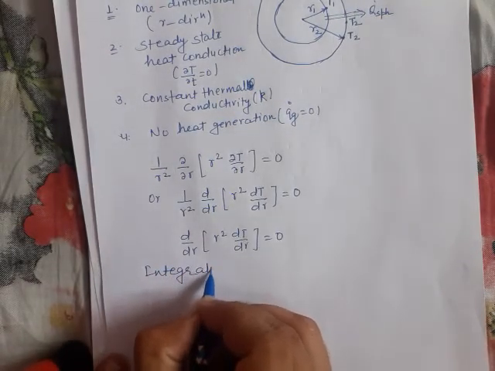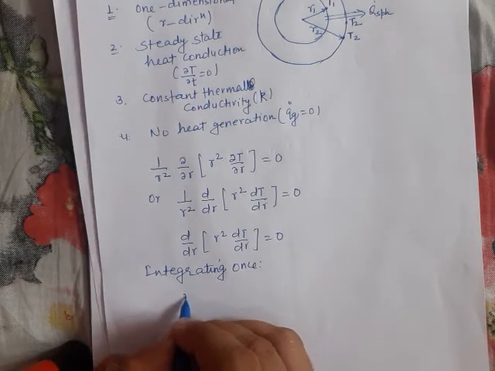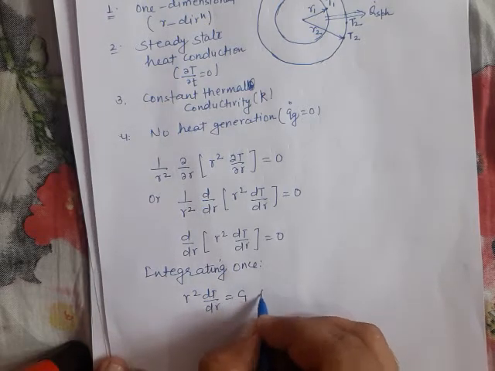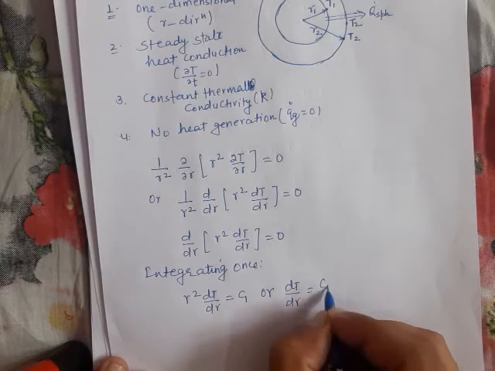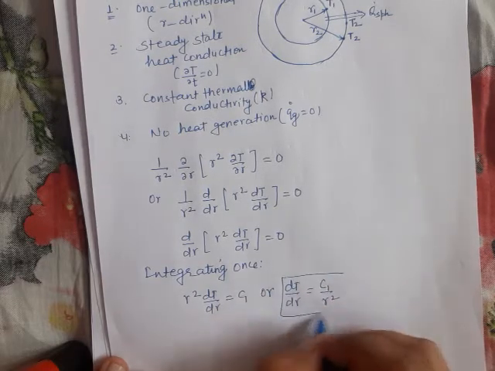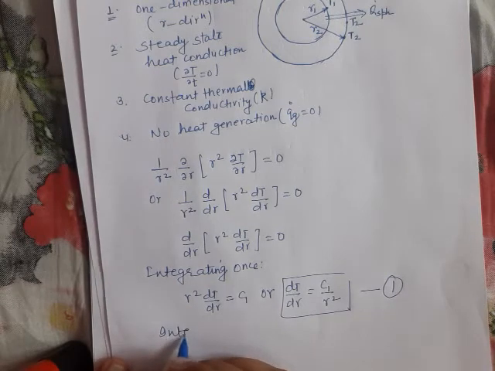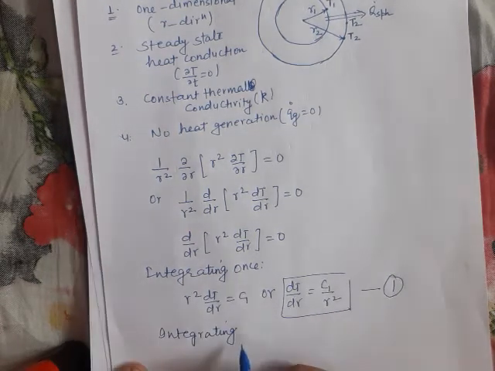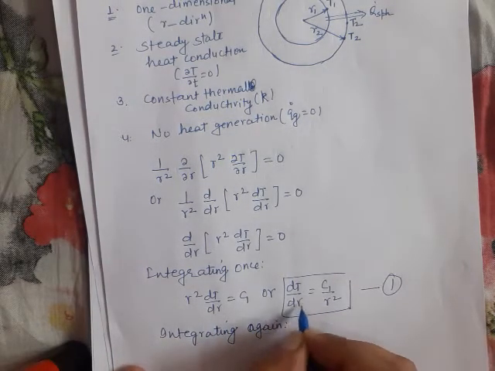Integrating once, we will have r squared dT/dr equals C1, or dT/dr equals C1 upon r squared. This is our equation number 1. Integrating again in the same manner we have proceeded in the last two cases, we need to integrate this equation again.